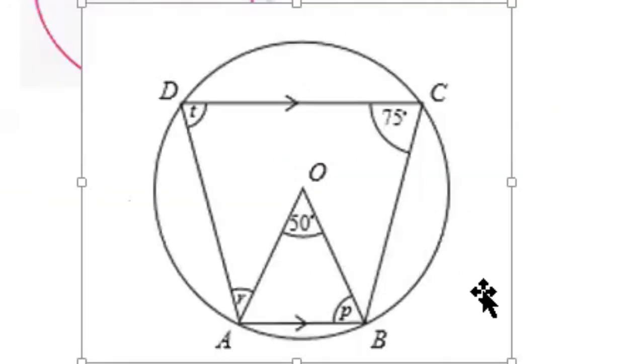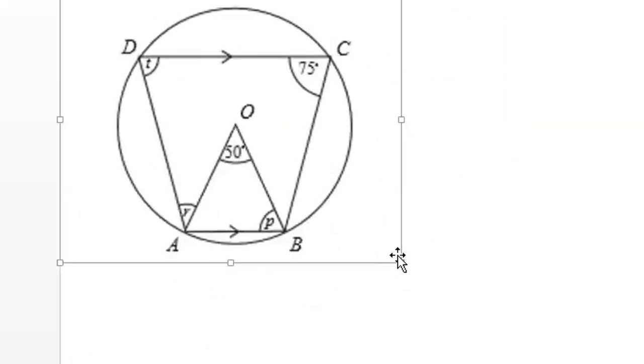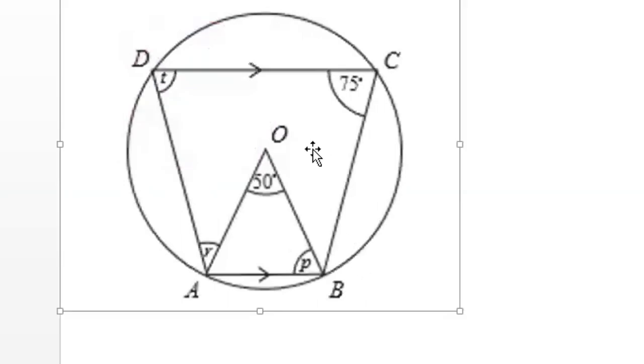Now can you find out t and p and y? Now here, the first thing you can consider is the parallel lines. Here we can see parallel is there, right? So we will use that. Second thing, one important thing we can see here is OA and OB. What can you tell about them?